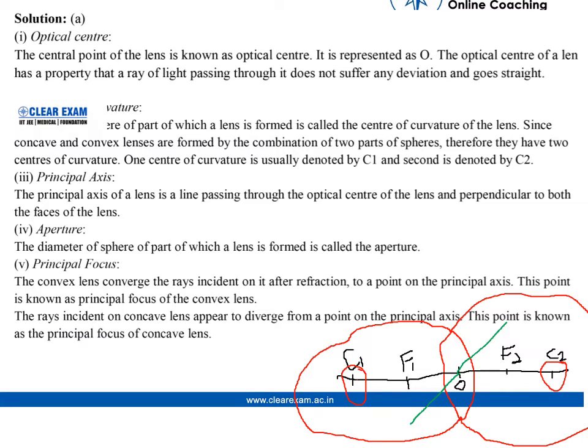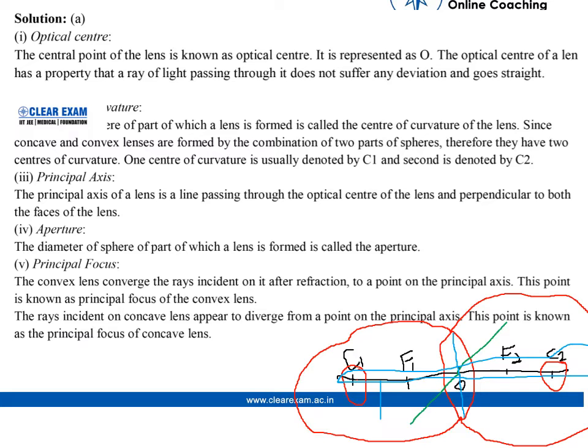Okay, so next is principal axis. So principal axis is a line passing through the optical center of the lens and perpendicular to both the faces of the lens. So this line is the principal axis. Then comes the aperture. So aperture is the diameter of the lens. So this is known as aperture.